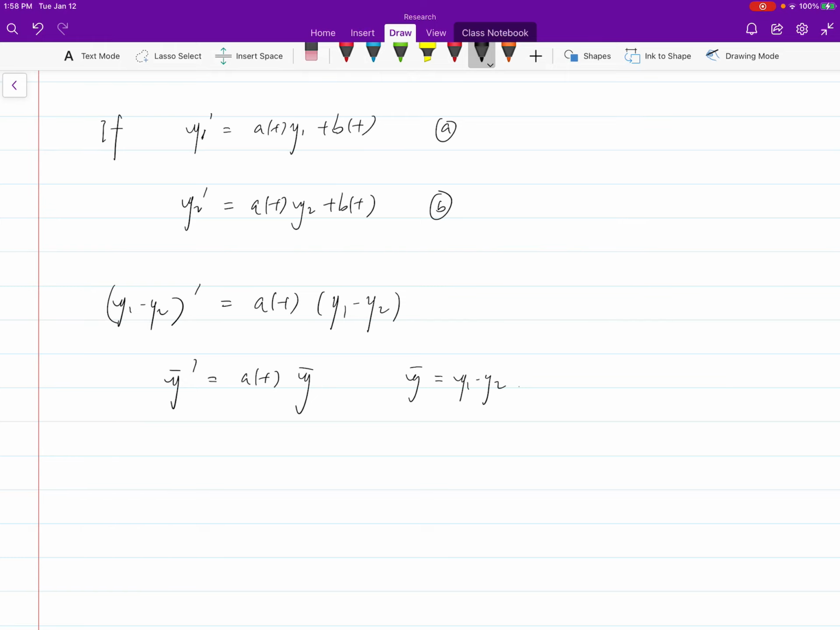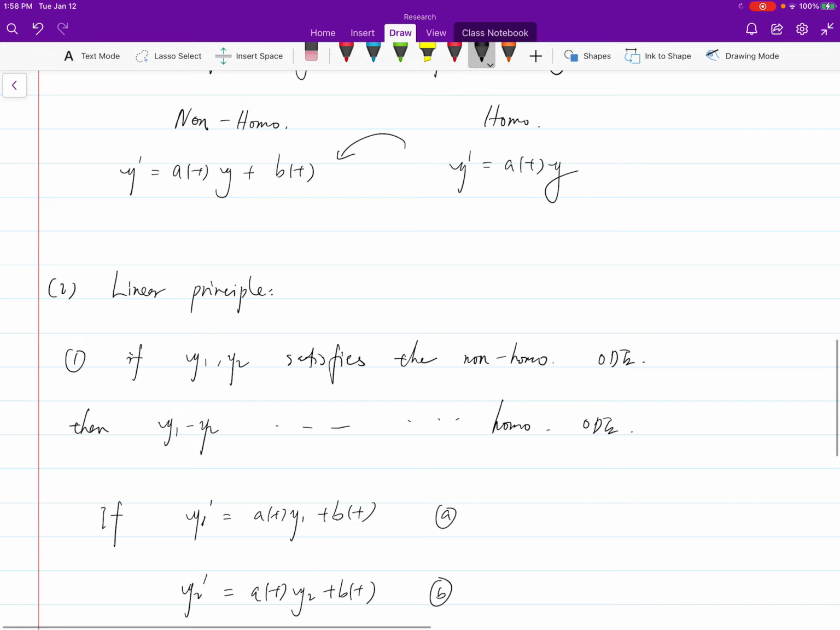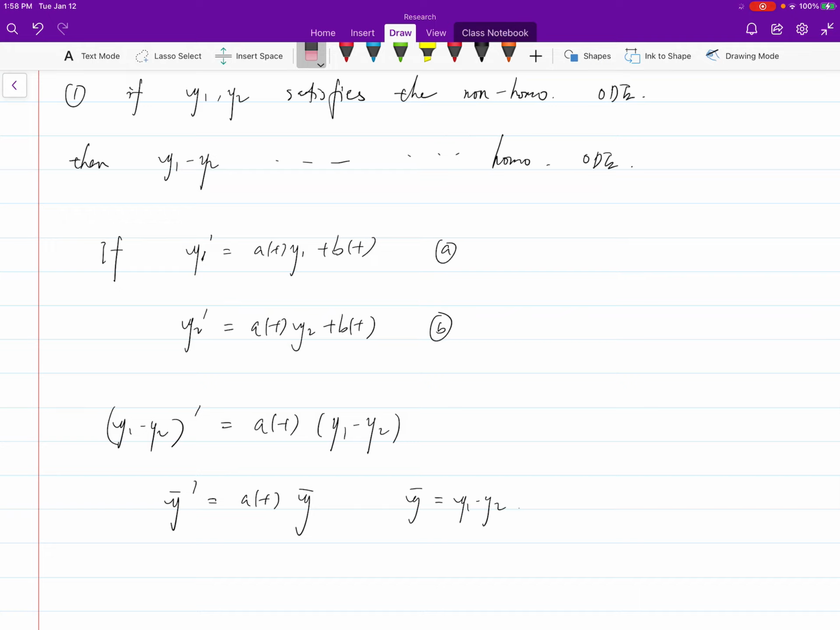Okay, so let's go back to why do we want this? Well, the reason we want this is because when we solve a differential equation, we usually have a general solution, right? General solution means you have a lot of solutions. Now, what does linear property tell you? The linear property tells you that no matter how many solutions you have, just take any two solutions which both satisfy this, then the difference between them is going to be a solution that satisfies the homogeneous case.